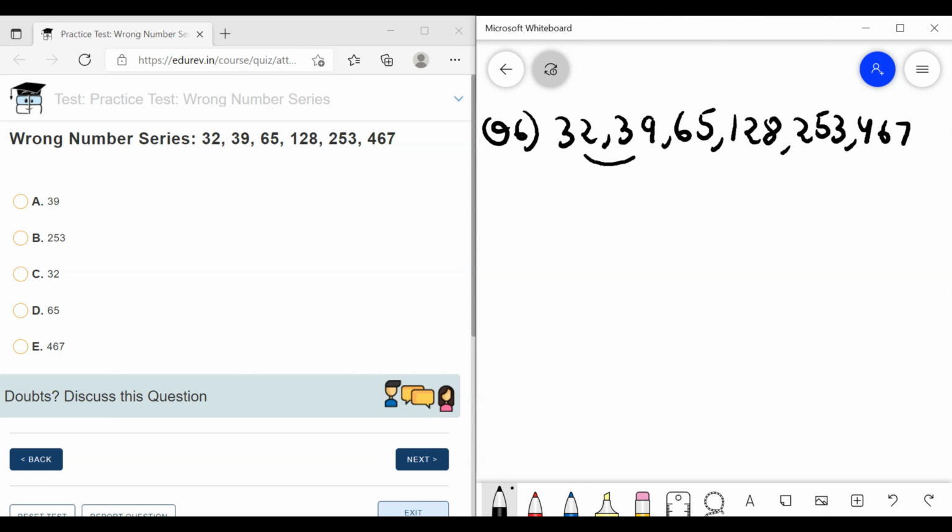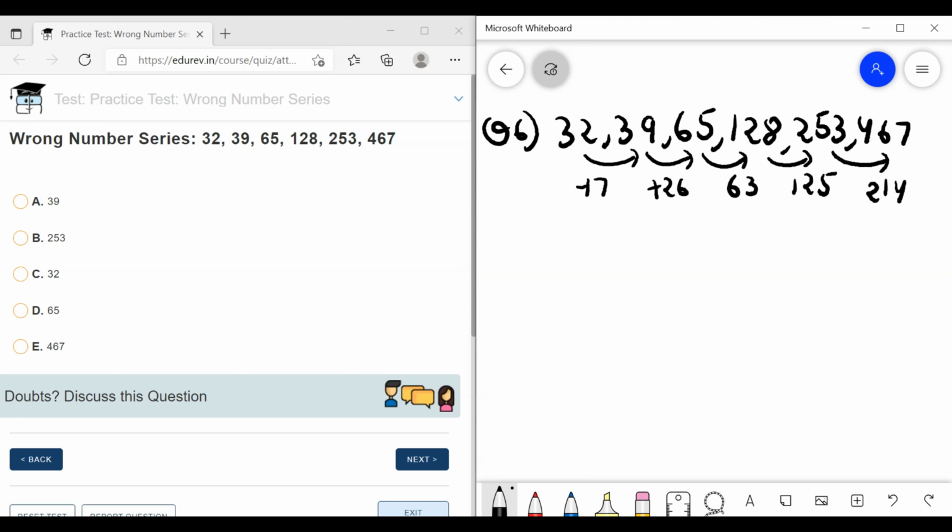From 32 to 39, we can see we are just adding 7 to it. From 39 to 65, we are adding 26 to it. From 65 to 128, we are adding 63 to it, while from 128 to 253 we are adding 125 to it. From 253 to 467 we are adding 214 to it. Okay, not much of a pattern to be seen in the first instance, even after we have done the difference method.